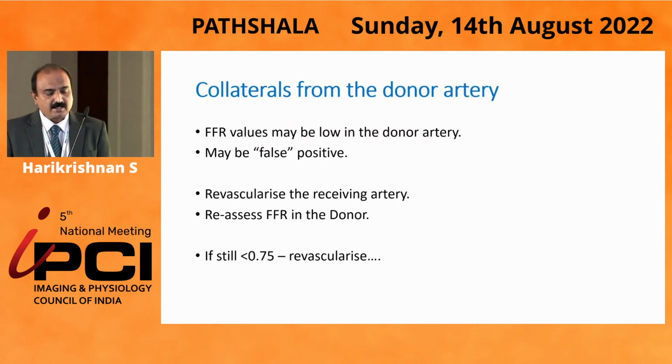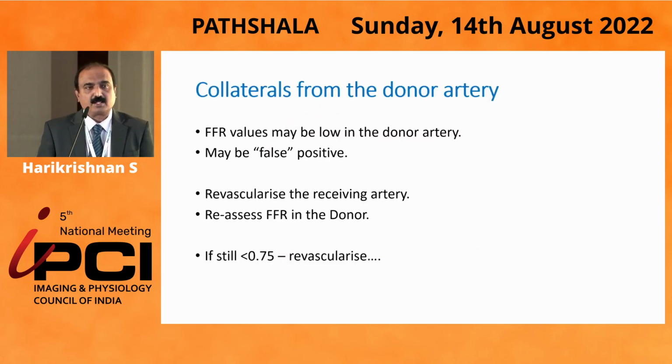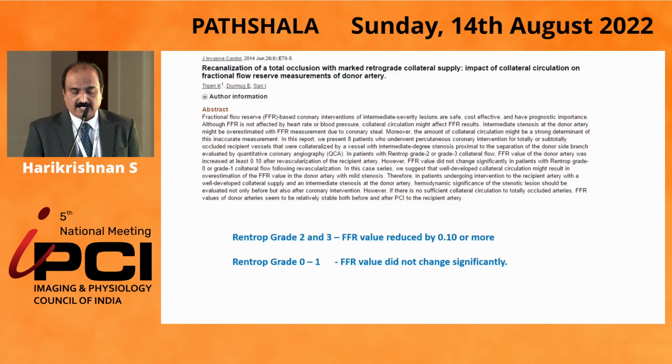Collaterals from the donor artery: the FFR values may be low in the donor artery, it may become a false positive. I'll show you an example. So what you should do is revascularize the recipient artery and reassess the FFR in the donor artery. If it is still positive, revascularize. And if Rentrop grade 2 and 3 collaterals are there, the values can differ up to 0.1. It is very, very important. And grade 0 and 1, it may not matter much.